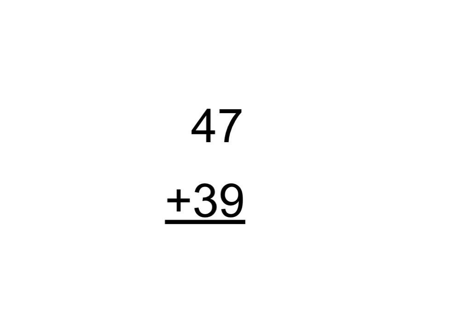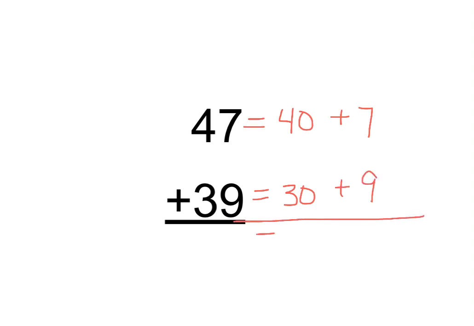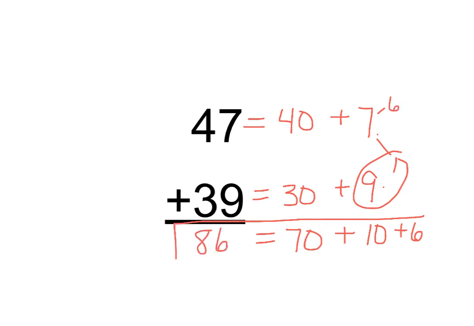47 plus 39. 40 plus 7 and 30 plus 9. 40 plus 30 equals 70. Remember, when I say 9 plus 7, you think 10 plus 6, because we're going to make a 10. 70 plus 10 equals 86.